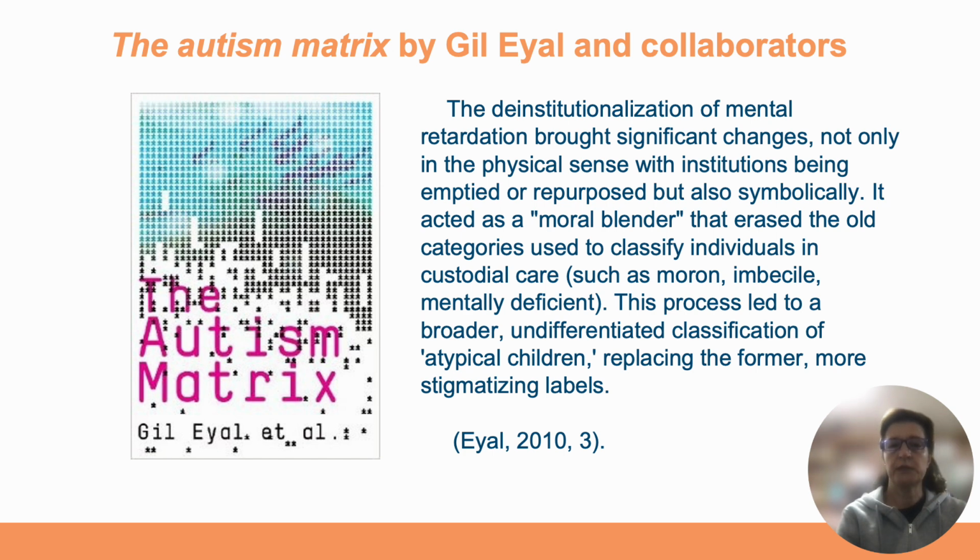Another important book is The Autism Matrix by Jill Eyal. Eyal's work on the deinstitutionalization of mental retardation shows how the closing of large institutions in the 60s and 70s led to a greater focus on community-based care and education for children with developmental disabilities. This shift has also led to the emergence of the autism diagnosis as we understand it today.